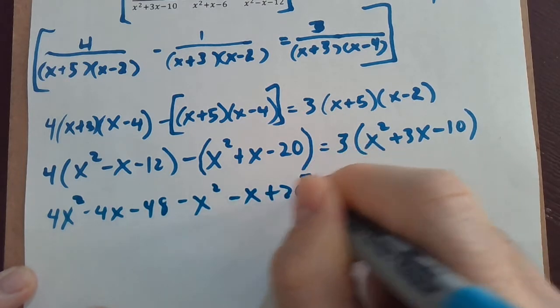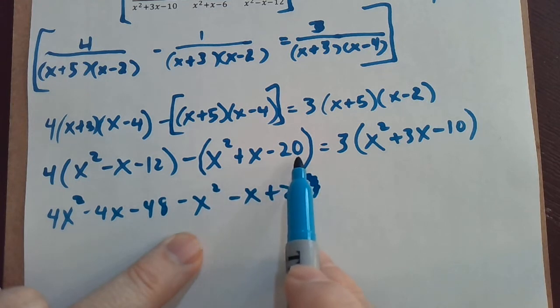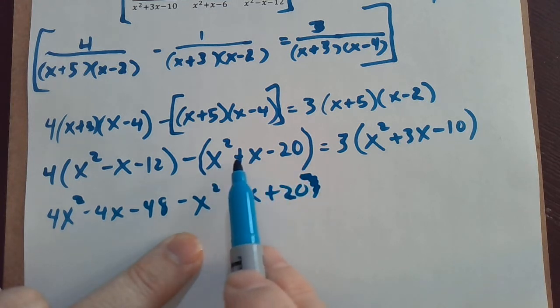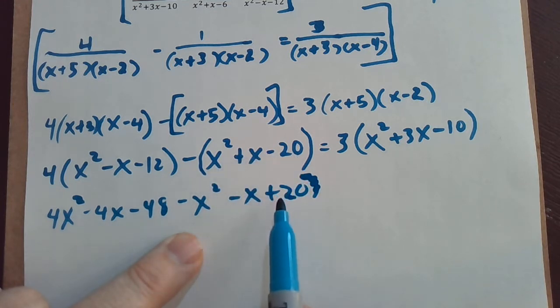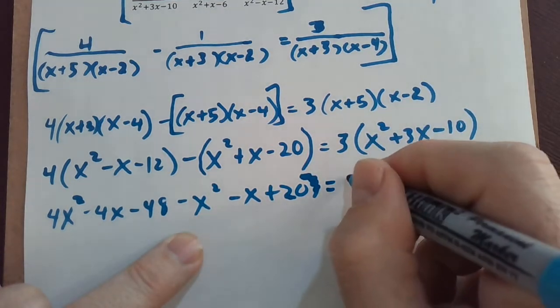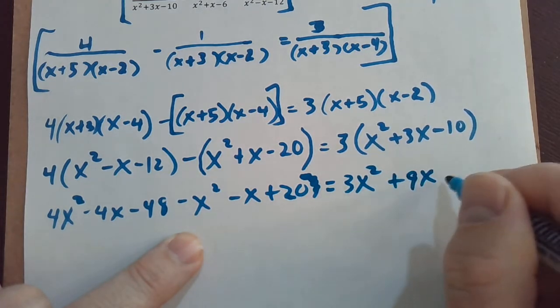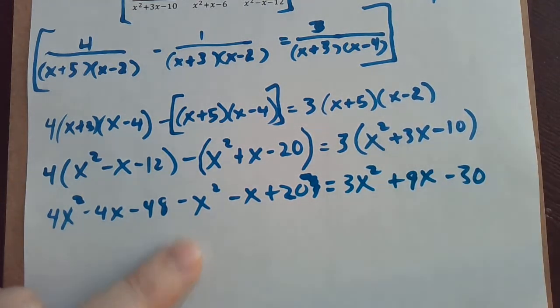Oops, I don't need the parentheses anymore. I distributed the minus sign through these three terms. So everything changed. That became negative, that became negative, that became positive. Equals 3x squared plus 9x minus 30.